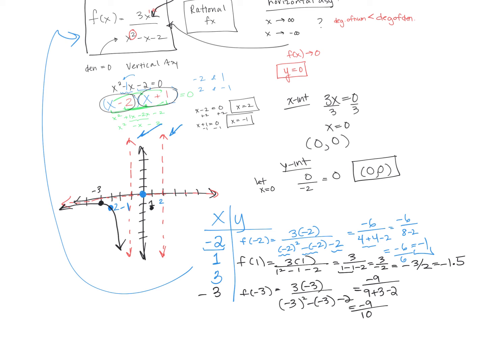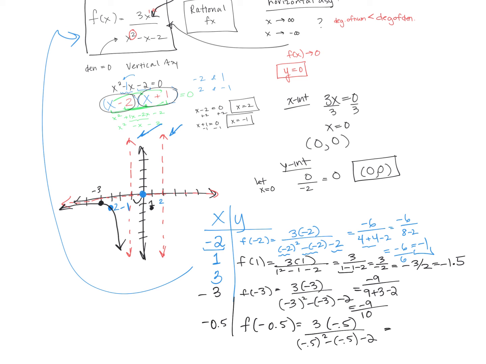Now, one thing that I might want to figure out is if I'm going to be crossing through that point at 0, 0, or if I'm going down. What I mean is it could look something like a cubic, or it could look more like a parabola. So I'm not quite sure. Then I would plug in something between 0 and -1. So I'll plug in -0.5 and see what happens. So that's f of -0.5. We'll do 3 times -0.5 over -0.5 squared, subtract it, and -2.